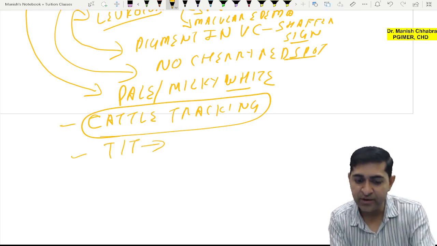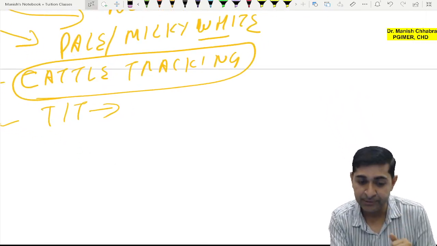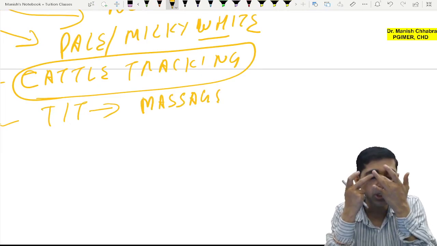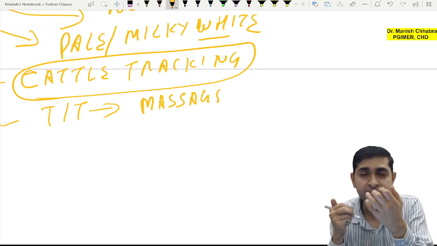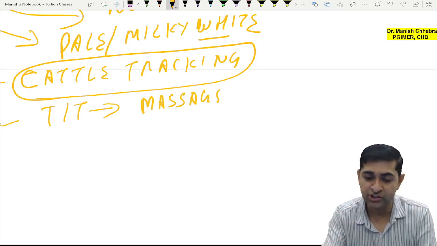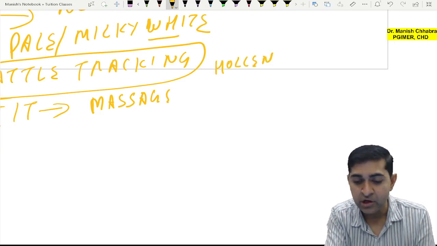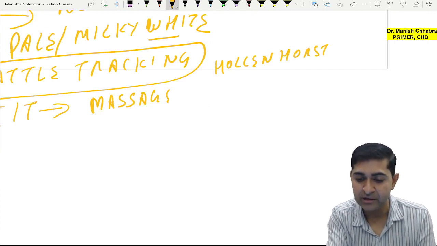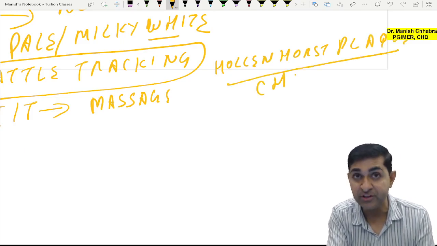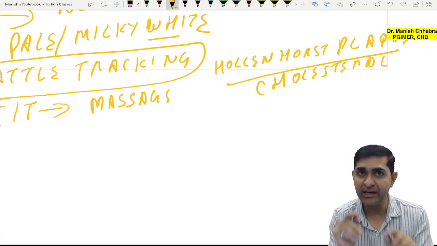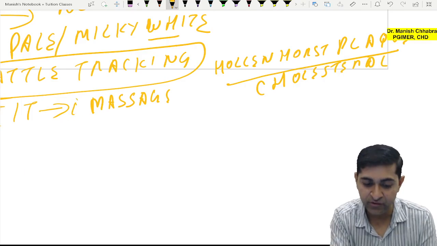So there is a sequence of therapy. First and foremost, you go for massage, ocular massage. So if the patient has come, you just do ocular massage. This may sometimes dislodge the obstruction. What is the obstruction? Obstruction is typically Holland-Horst plaque. Holland-Horst plaque is a cholesterol plaque, your previous year question. So by just massage, you can dislodge the obstruction first.